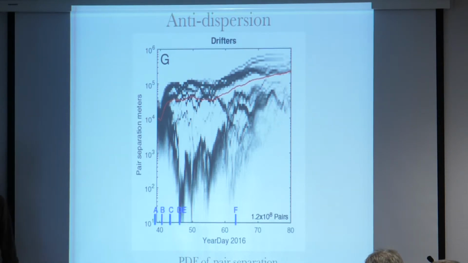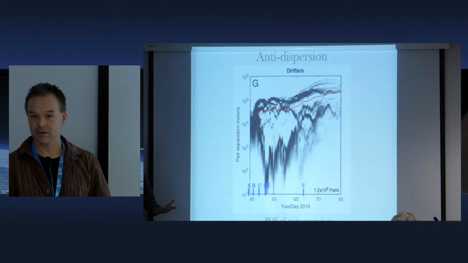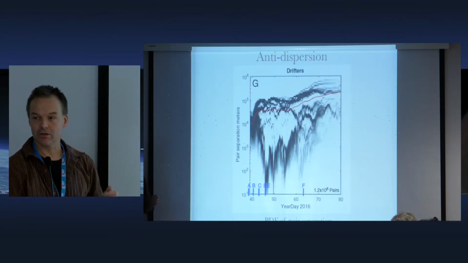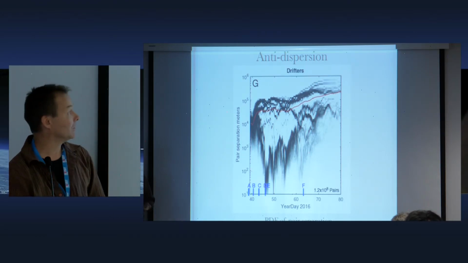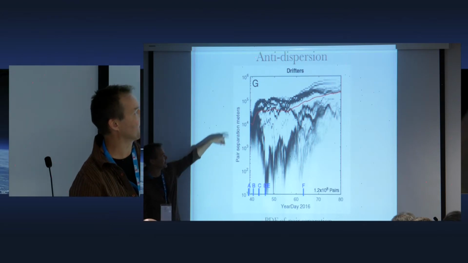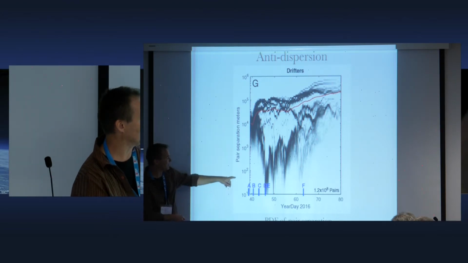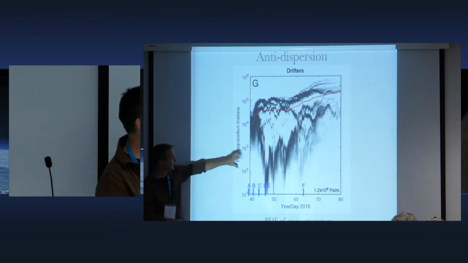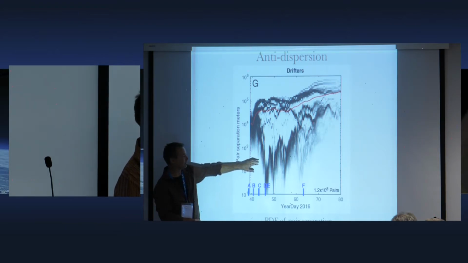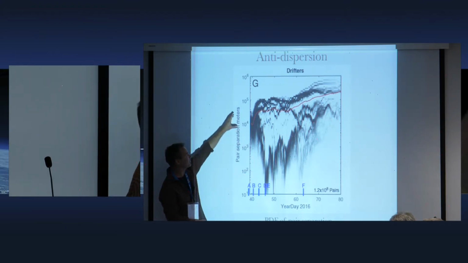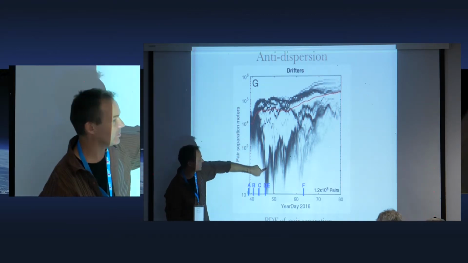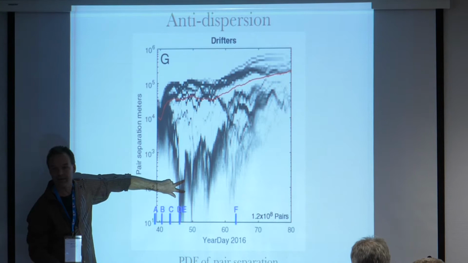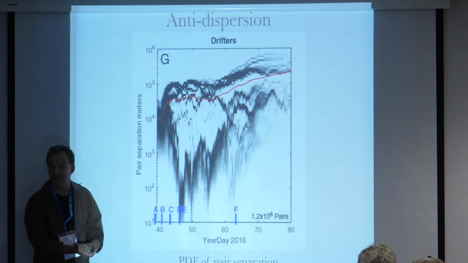I mean, this is sort of the classical view where you put a patch of dye in the ocean and it disperses. In the case of surface particles, like drifters or oil, what we find is that, sure, there's dispersion. This is a pairwise separation. And this is a PDF, probability density function. So some of those pairwise separations keep increasing over time. But there's also lots of drifters that instead of spreading, they tend to accumulate together.